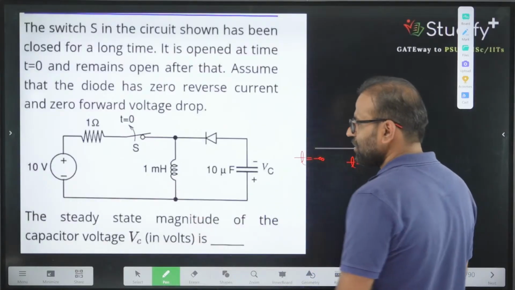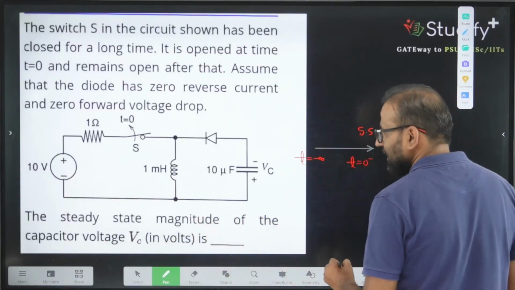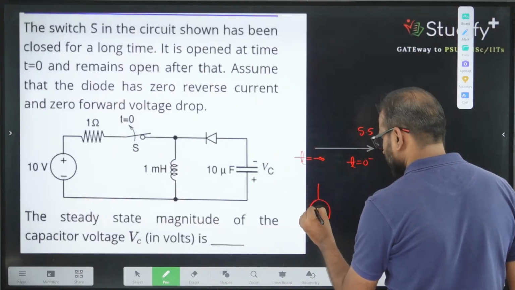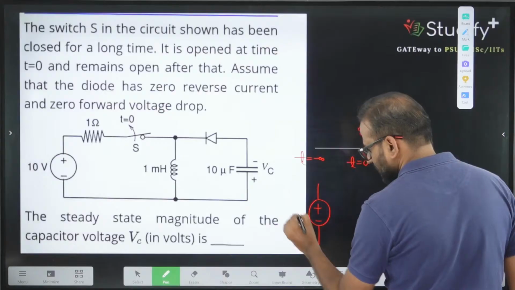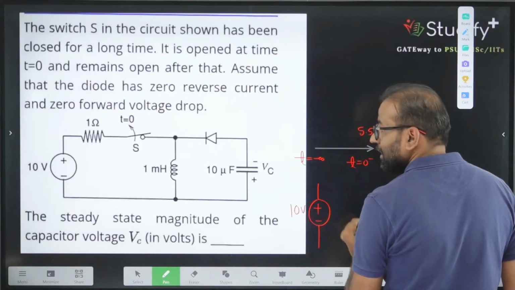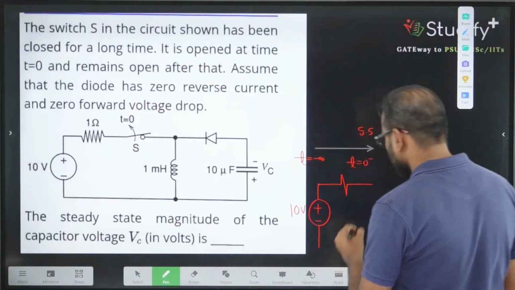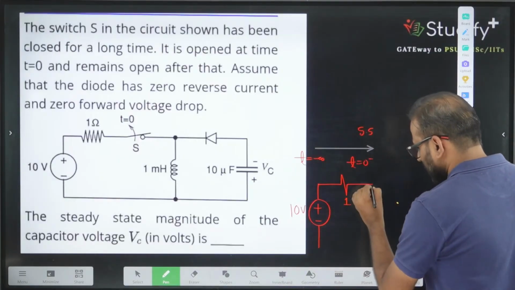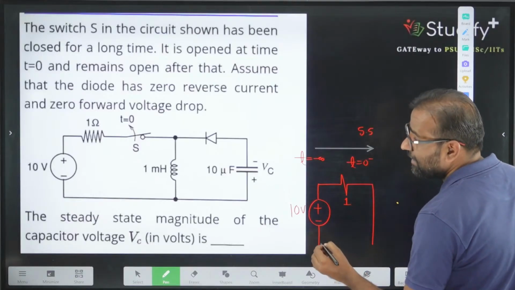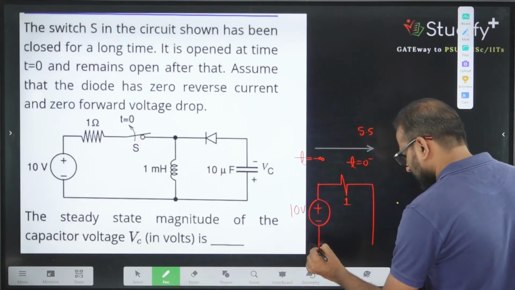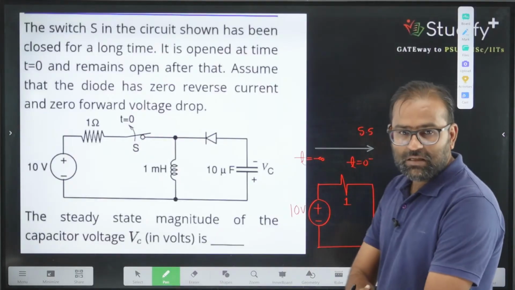So what is the direction of current? When the switch is closed, you can say this is 10 volt. This resistance is having a value of how much? 1 ohm. And this is connected to a short circuit. Correct? And what is next?